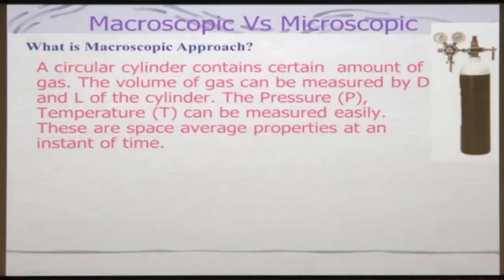Without a pressure regulator, if I use it, what will happen? There will be some accident. If you handle a high pressure gas cylinder without a pressure regulator, an accident will occur. So, one has to be careful. And if you look at the gauge, this is basically a pressure gauge, and by that we can measure the pressure.